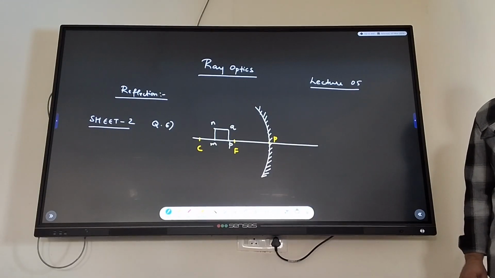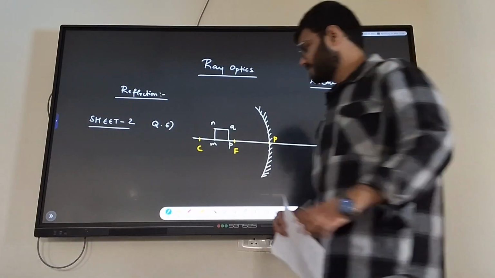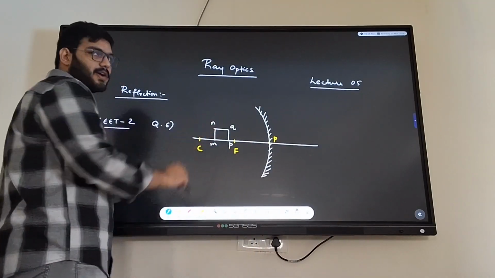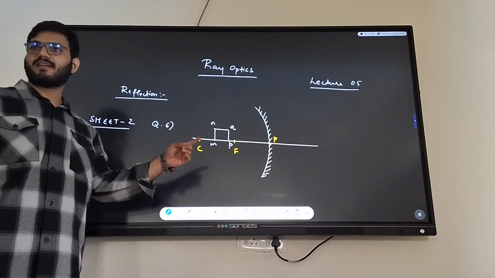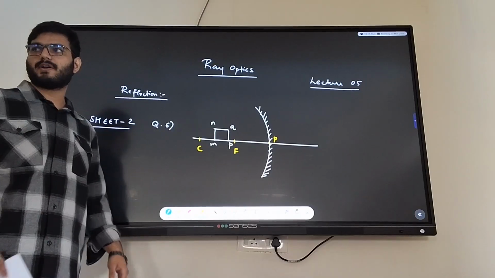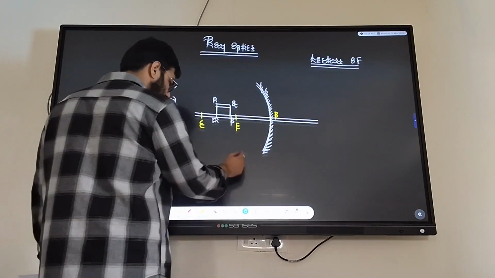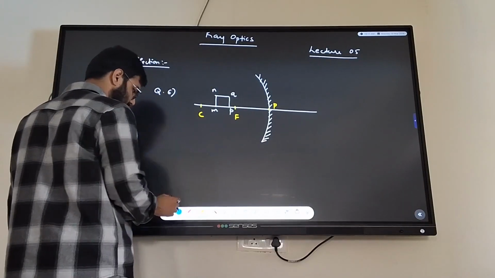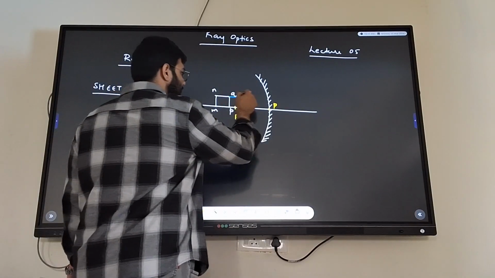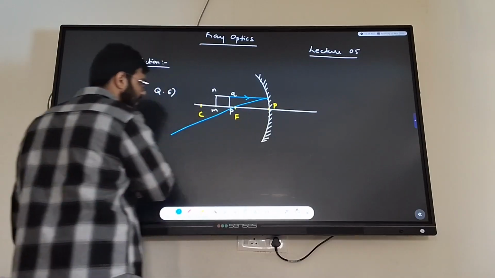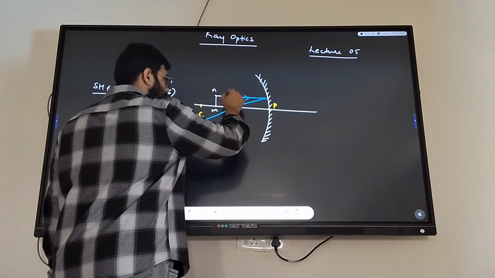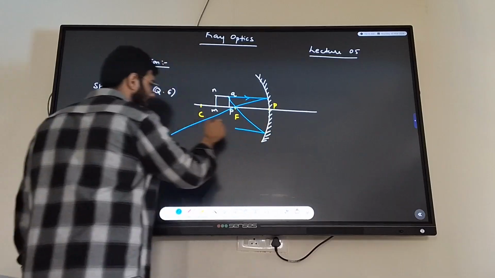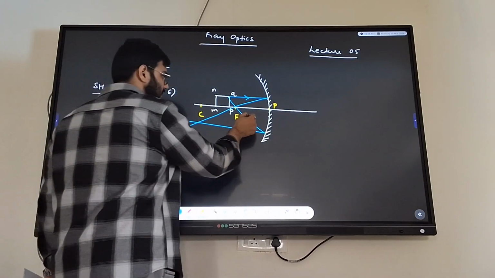Okay then, I'm starting with the question. Let's try to make the image. Let me take this corner point, considering it as a point object, and make its point image. Then how to take the rays? Which rays should I consider? Let's take one of them parallel to the principal axis and passing through the focus. One of them passing through the focus in parallel to the principal axis.